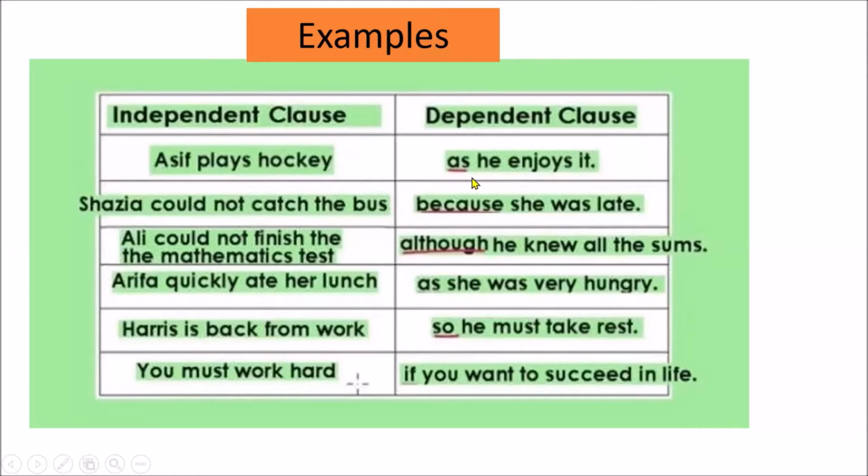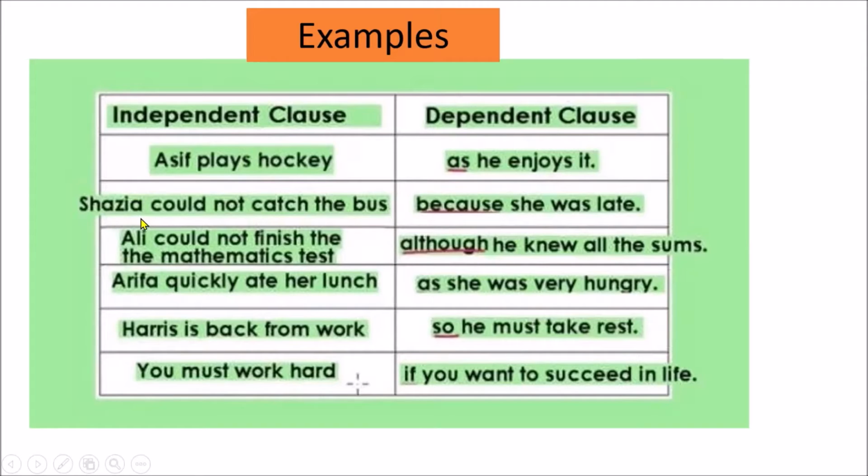But if I say as he enjoys it, so as he enjoys it also has a subject and a verb, but it needs another clause to complete its meaning because it starts with as. So it doesn't have complete meaning, so you can't understand with this. So it needs an independent clause to complete its meaning.